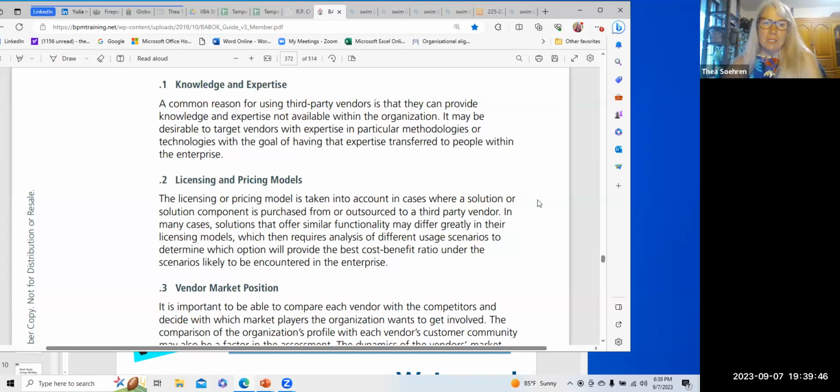The licensing and pricing models, you have to take into account in cases where a solution or solution component is purchased from or outsourced to a third-party vendor. In many cases, solutions that offer similar functionality may differ greatly in their licensing models. Here's an example. In the organization I'm currently with, we have access to the Dun & Bradstreet information. Dun & Bradstreet information is in different buckets. There is the main bucket. Out of the box, you should have access to these 400 fields. Well, if you want 200 of those fields, you might have to pay an extra fee.